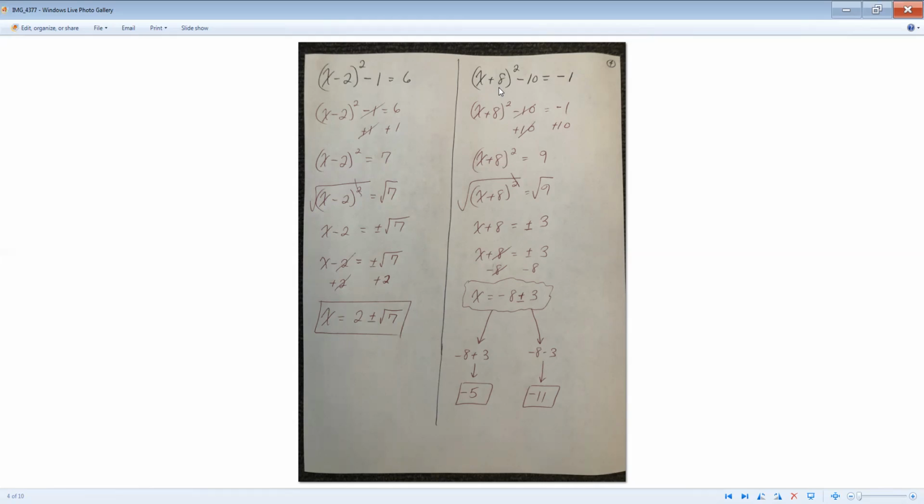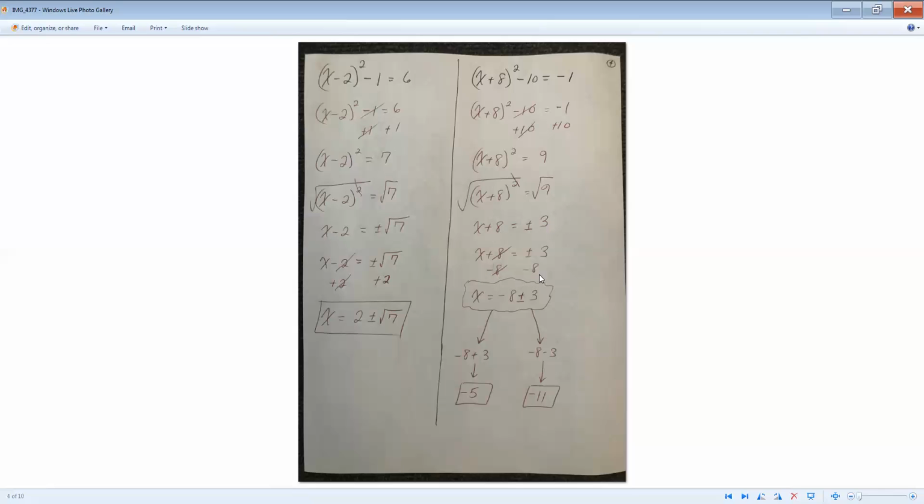Here we have (x plus 8) squared minus 10 equal to negative 1. And add 10 to both sides. (x plus 8) squared equal to 9. Take the square root of both sides. It's x plus 8 equals plus or minus the square root of 9, which is plus or minus 3.